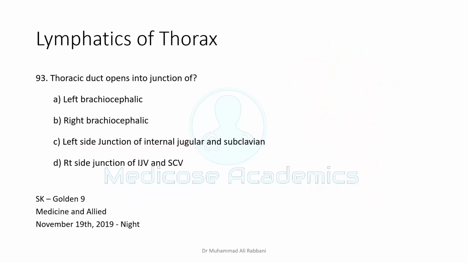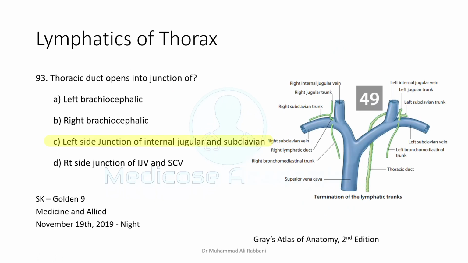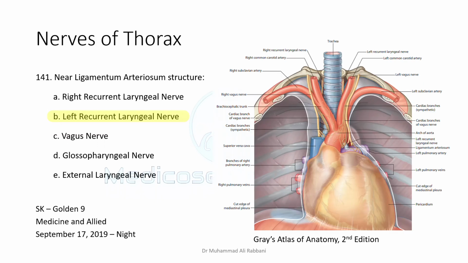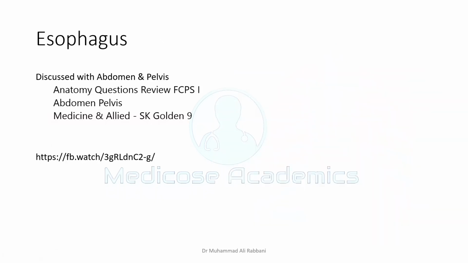Thoracic duct opens into the junction of the internal jugular vein and subclavian vein. So here at the junction, it may open directly into the subclavian, directly into the internal jugular, but most commonly into the angle between the two. Near the ligamentum arteriosum, the structure present is the left recurrent laryngeal nerve. It hooks around, passing anterior to the ligamentum arteriosum. So these have been all the thorax questions. For the esophagus questions, you can follow the video that has already been uploaded about the abdomen and pelvis. All of the thoracic questions of the esophagus were included in that also.